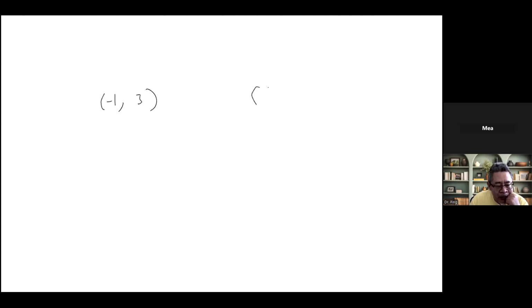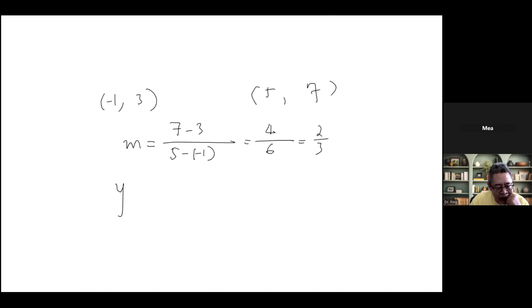Okay, so now we know the slope is 7 minus 3 over 5 minus -1. 7 minus 3 is 4, and 5 minus -1, negative and positive, is 6. So it's 2/3. Now we know y equals 2/3 x plus b. Now we're going to plug in either this point or that point to find b.